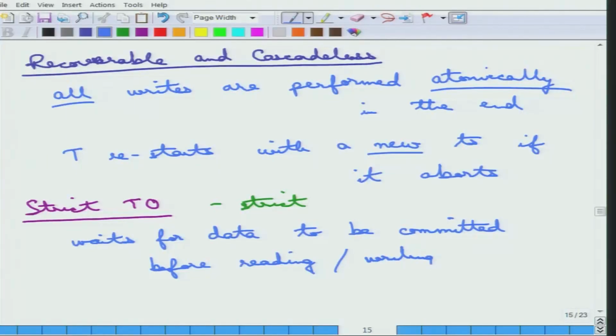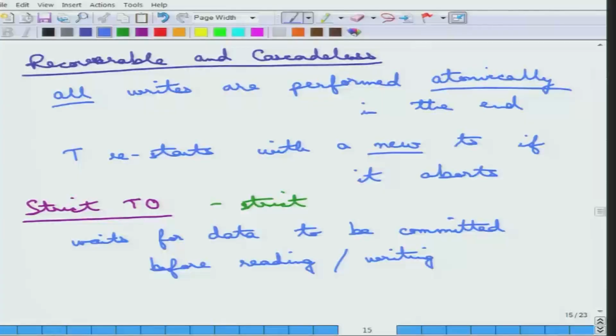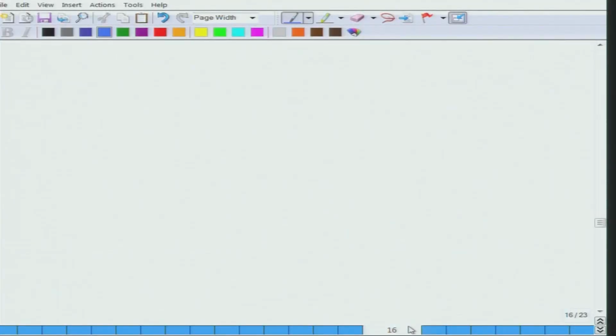So it will only read or write a particular data item once the transaction which produced the earlier read or write on that item has committed. So that is all correct, and only then it reads and writes. So that is all serial. So this is about the timestamp ordering protocol.